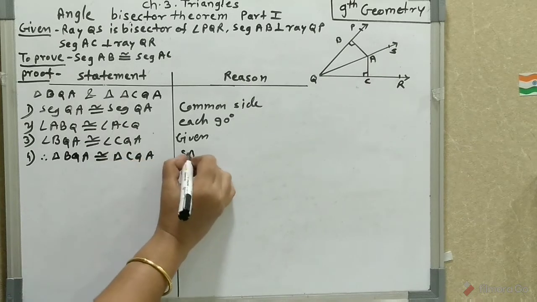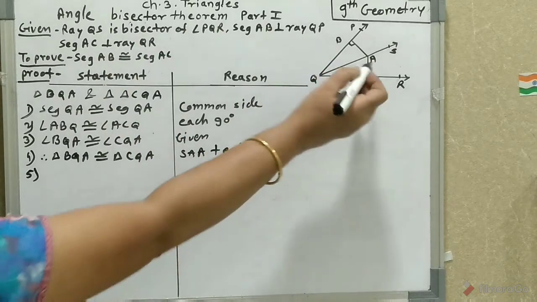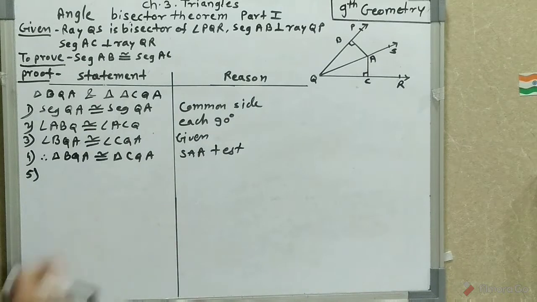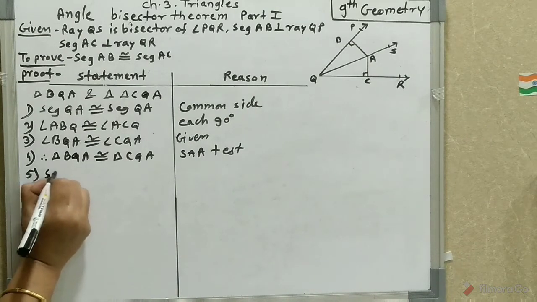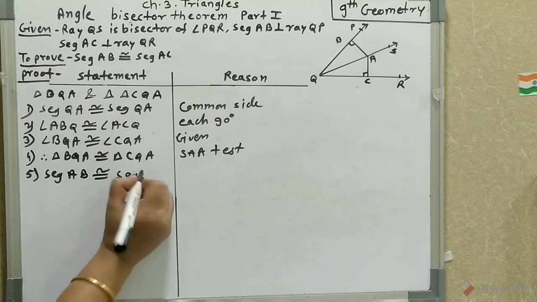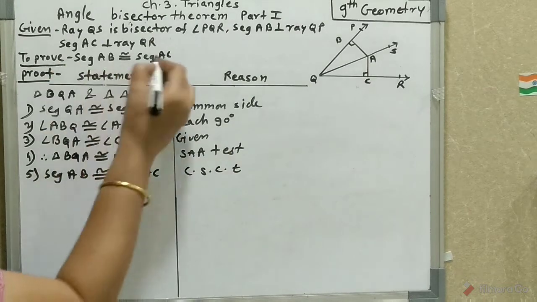So SAA test. What is the remaining part? AB is congruent to AC, because they are corresponding sides of congruent triangles. So segment AB is congruent to segment AC, by CSCT. So this we prove.